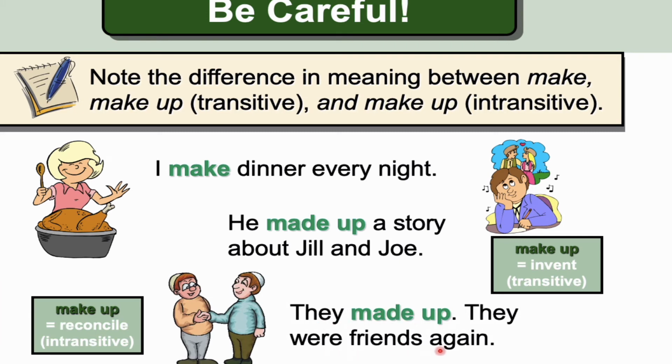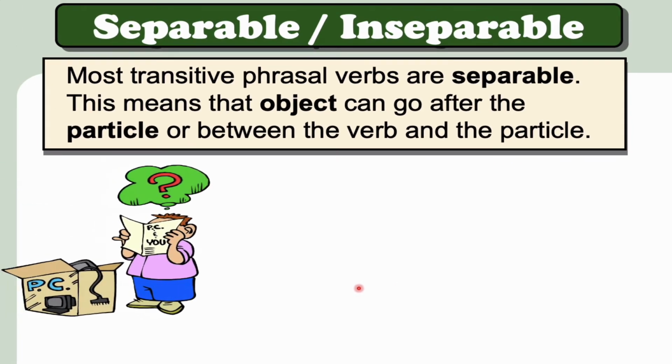They were friends again. This made up here is intransitive. Why is it intransitive? Because there is no object. And what does made up mean here? It means to reconcile. Okay, most transitive phrasal verbs are separable. This means that the object can go after the particle or between the verb and the particle.